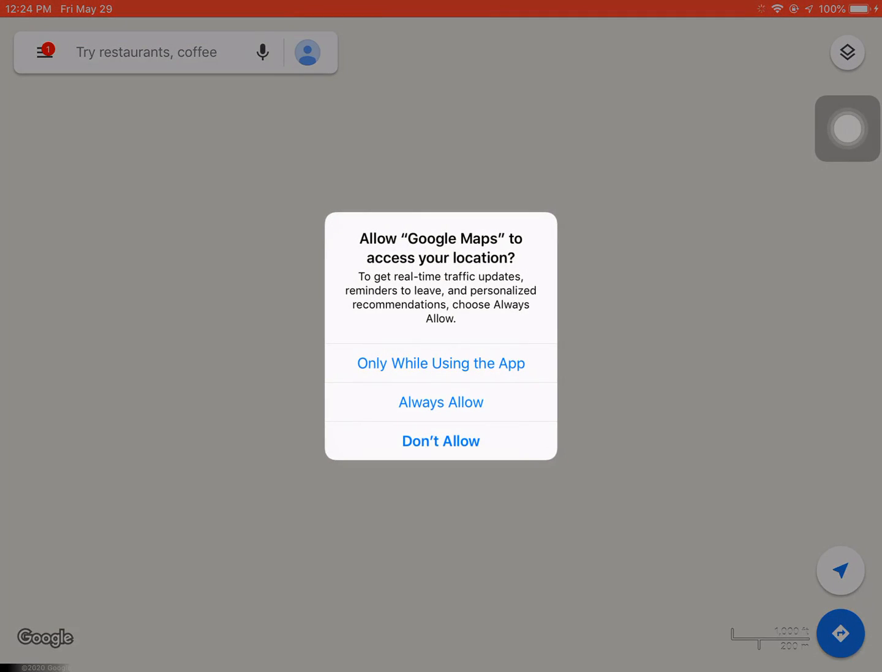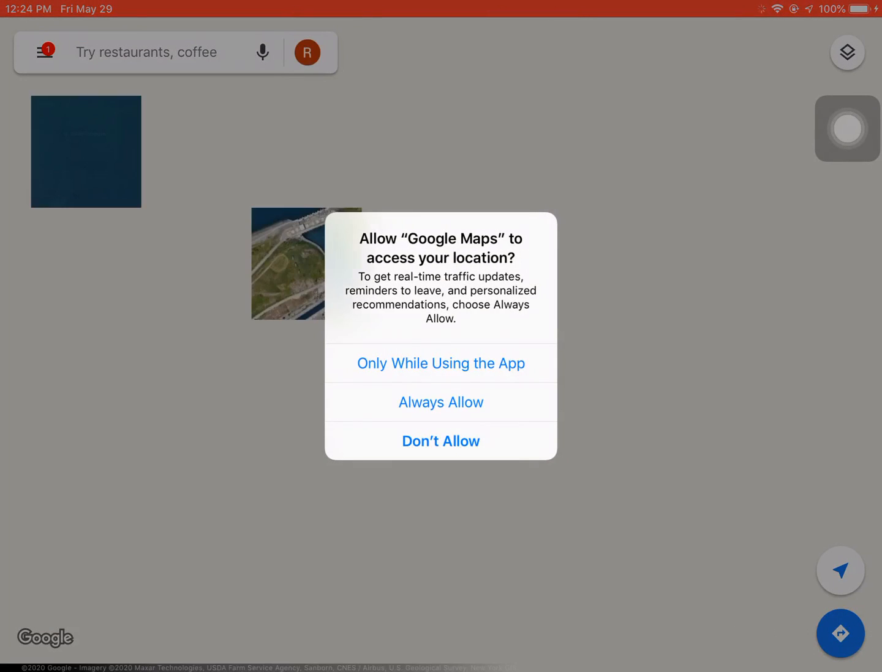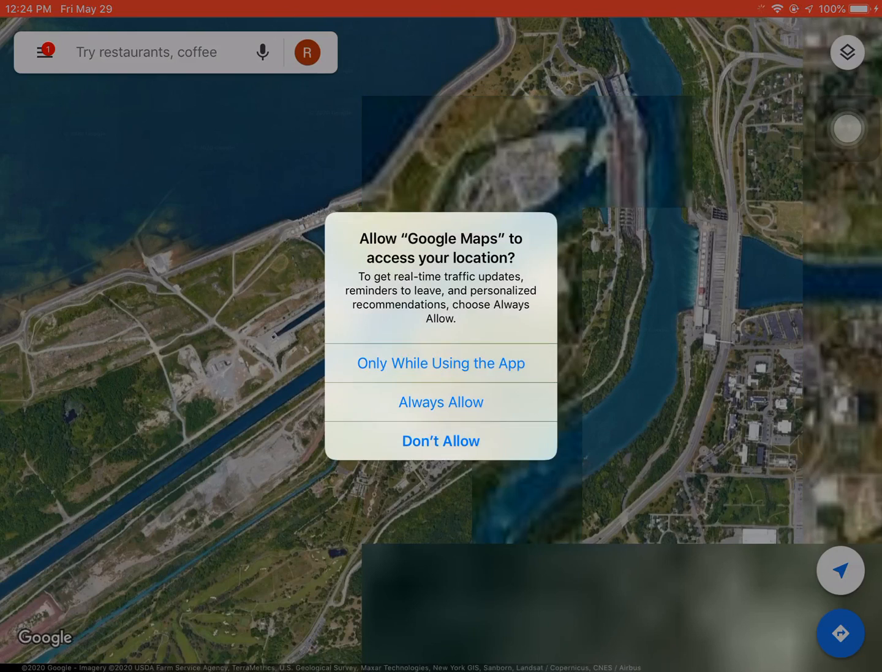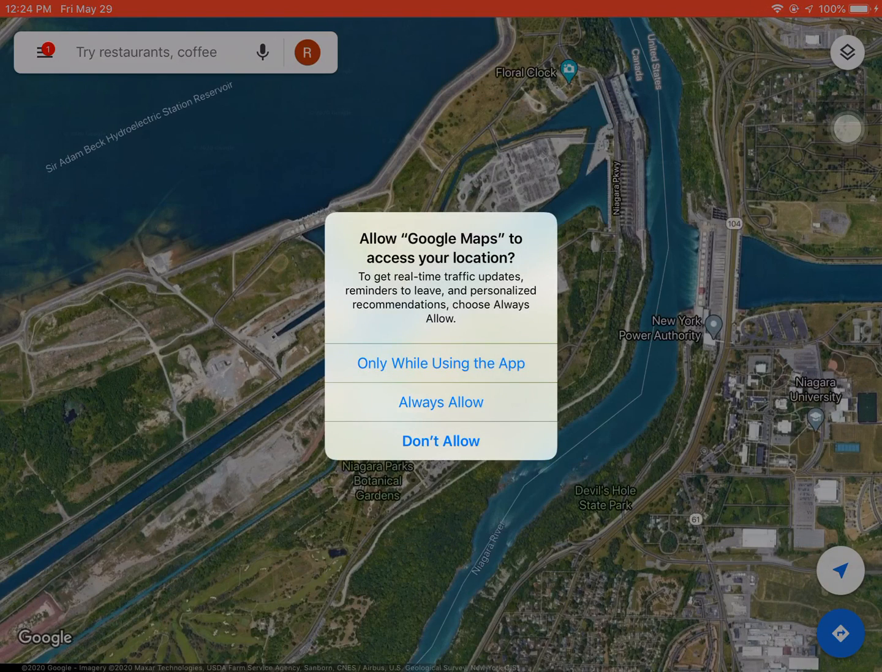I'd forgotten I was going to get to this. I would have downloaded the picture earlier. Oh, that's not what I wanted to do. I downloaded Google Maps.